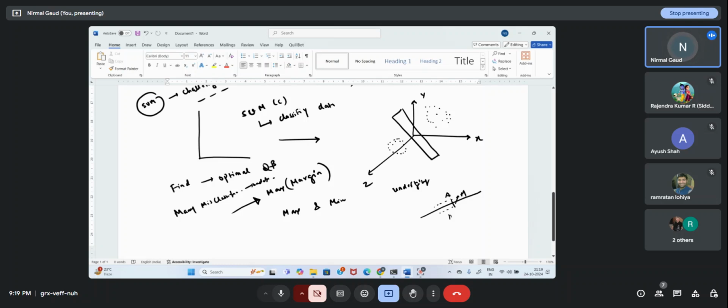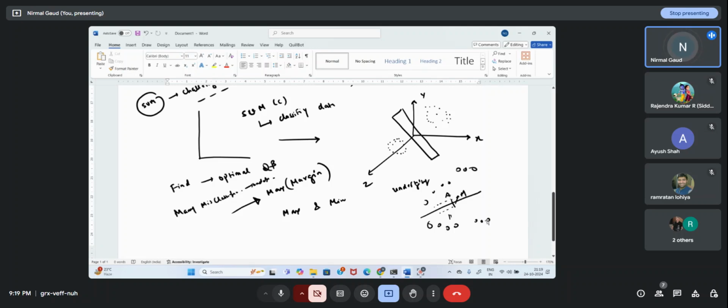How many misclassifications can be there? That means if the red points are present here, here also. Some red points are here. Some blue points are here. This is the blue margin. So you decided to reduce the margin, and reducing the margin will not be an appropriate case. So I need to be somewhere between max and min, optimal.